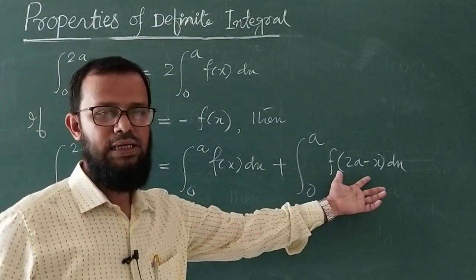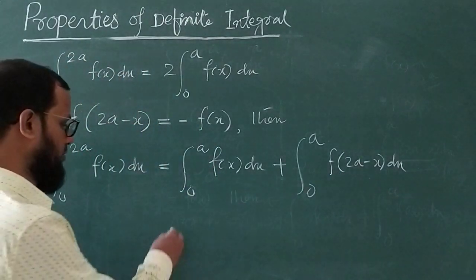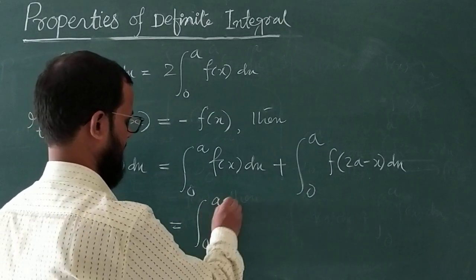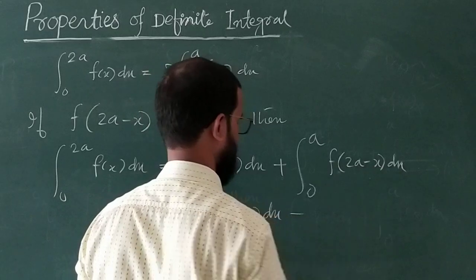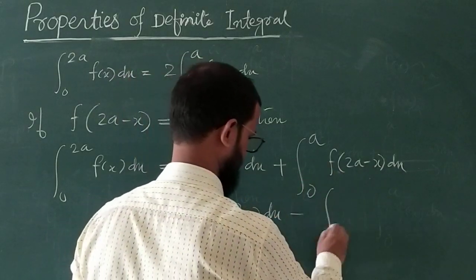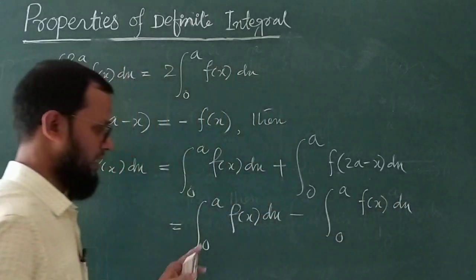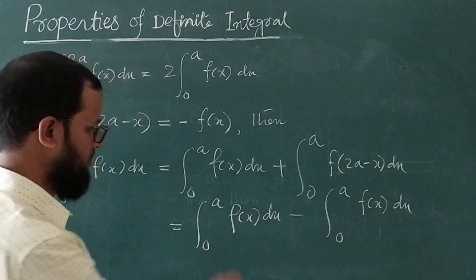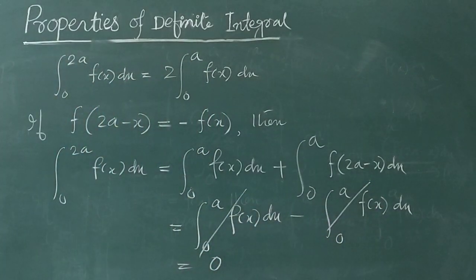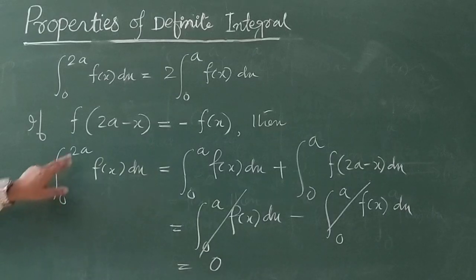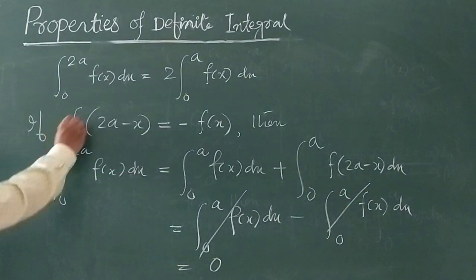Now f of twice a minus x can be replaced by minus fx. Now if we replace, what will happen? So integration 0 to a fx dx, and in place of this if we put minus fx, the minus comes out, so it becomes minus 0 to a fx dx. Okay, both are the same, so both can be cancelled, and finally you get the result 0. So ultimately your integral 0 to twice a fx dx is equal to 0. Under what condition? Under this condition.